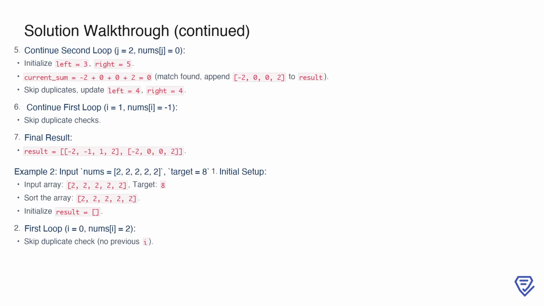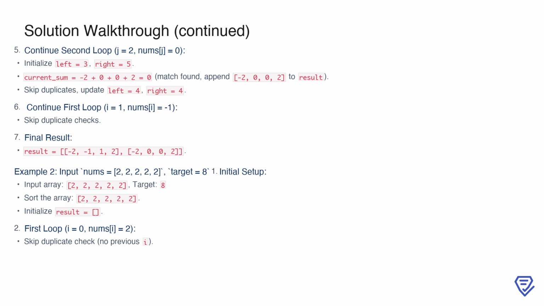Now, we continue with the second loop by incrementing j to 2, which corresponds to 0. With i still at 0 and j at 2, we initialize left at 3 and right at 5. This time, the current_sum is -2 plus 0 plus 0 plus 2 equals 0, which matches the target. We append -2, 0, 0, 2 to our result. After skipping duplicates, we update left to 4 and right to 4, ending this iteration of the two-pointer approach.